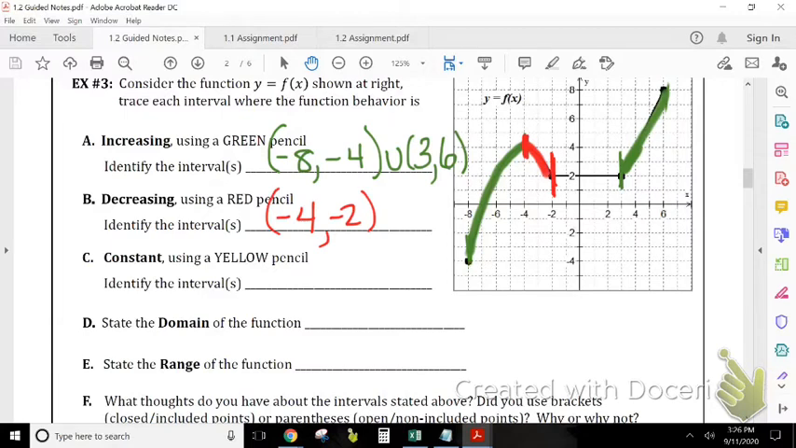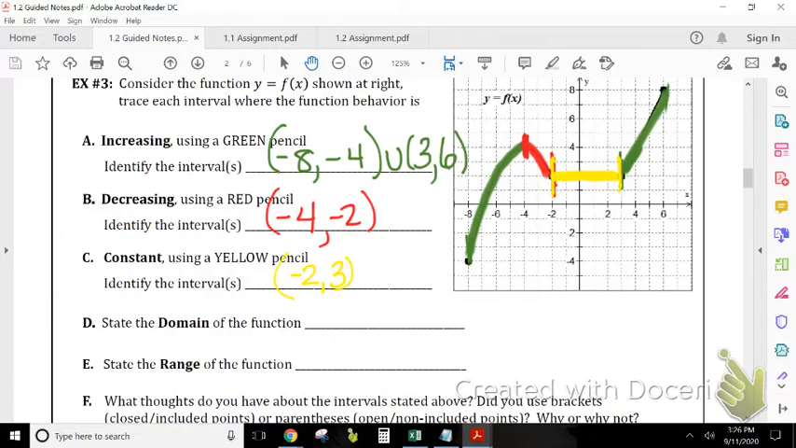Nowhere else is it decreasing, so let's move on to constant. So constant, it wants us to use yellow. And so I hope y'all can see this. Well, I'm trying to change my pen. There it goes. So it wasn't letting me. All right, and so we can look and we can see that it is constant in between that change at -2 all the way up to that change at 3. So we're going to say from -2 to 3. And again, those points are where the change is happening, so they're not included.